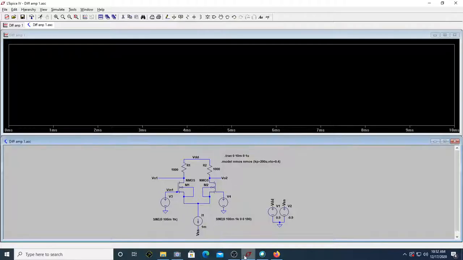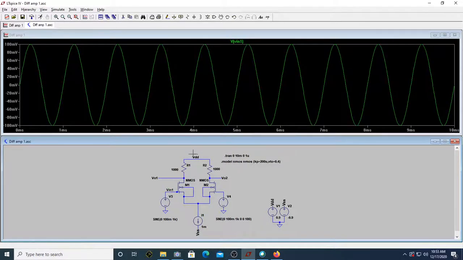So let us have a look at the same thing. This is my input voltage, which is VID by 2. VID by 2 peak to peak is 200 millivolt. So this is the peak and this is the other peak. The peak to peak is 200 millivolt for VID by 2, so naturally VID becomes 400 millivolt.